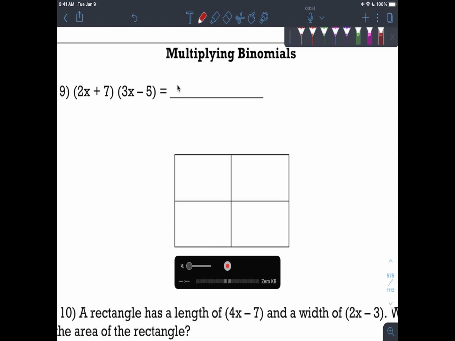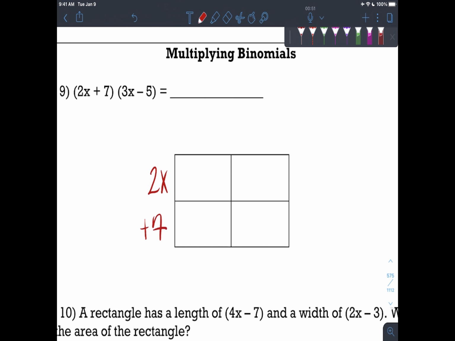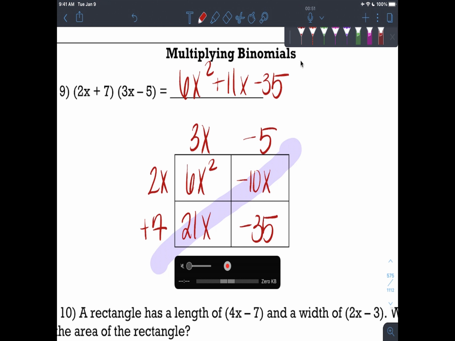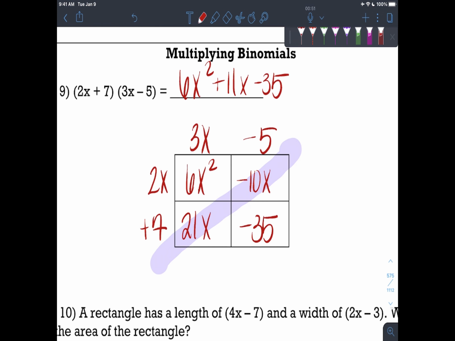So I'm going to break this apart. 2x plus 7 multiplied times 3x minus 5. So 3 times 2, 6x squared. 3 times 7, 21x. Negative 5 times 2. And negative 5 times 7. And now I combine any like terms. And I end up with 6x squared plus 11x minus 35. There's my original equation. I can graph this first part and the second part to ensure they're exactly the same and verify that I got the correct answer.